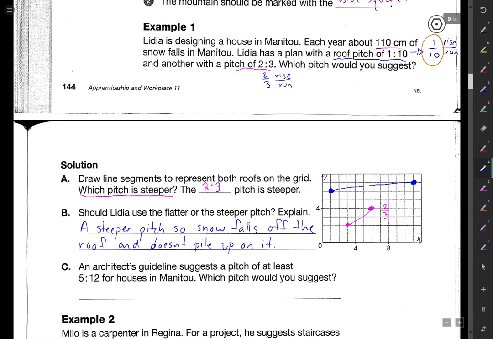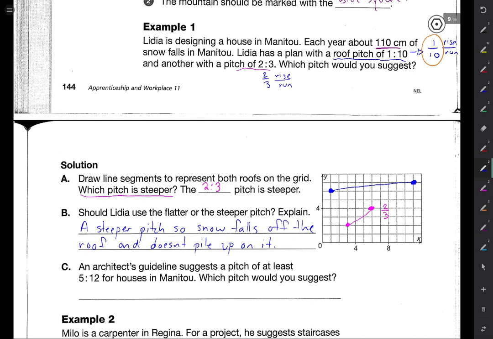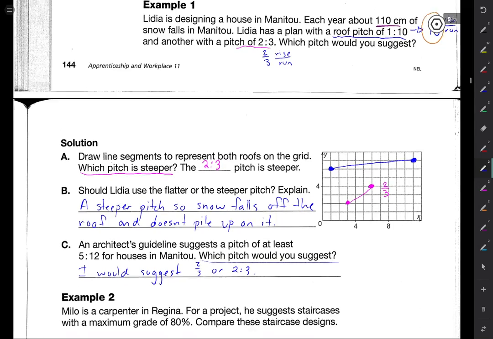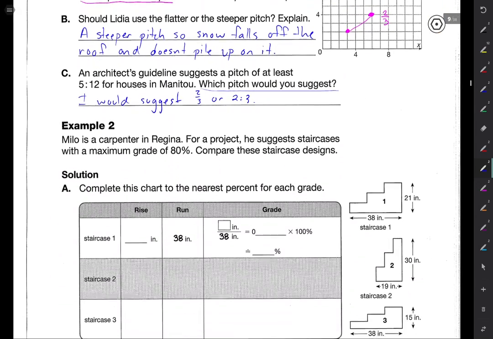Now in part B, I just filled in that answer. It says, should Lydia use a flatter or a steeper pitch? And I said a steeper pitch so that the snow will fall off the roof and it doesn't pile up on it. And then finally in part C, it basically just says, which pitch would you suggest? And I would suggest the steeper one, which is 2 over 3, or 2 to 3. Either of those works.